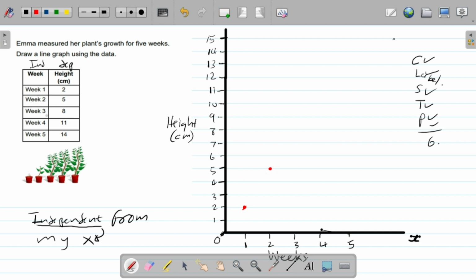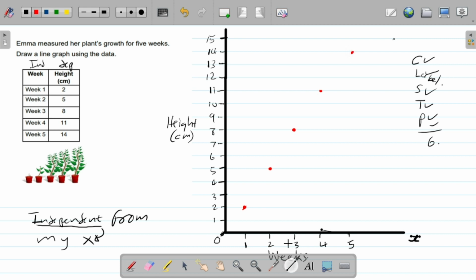In week 3, the plant was 8 centimeters. It's growing exponentially in height. Then in week 4, it was 11 centimeters, week 4. Here we go, right over there. And then week 5, it was 14 centimeters in week 5.